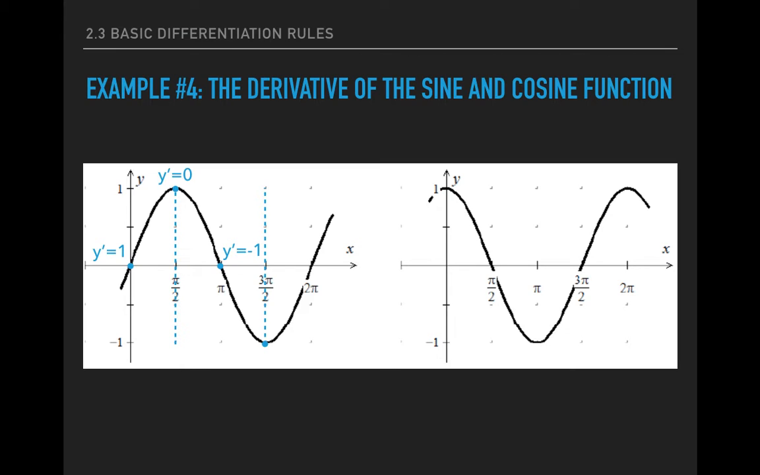And if you look at your graph at pi, it is at the value of -1. And at 3 pi over 2, the derivative would be 0, and that point is on your cosine function. At 2 pi, the derivative would be 1, and you will look at your cosine function and you'll see that at 2 pi, the graph is at the value 1.